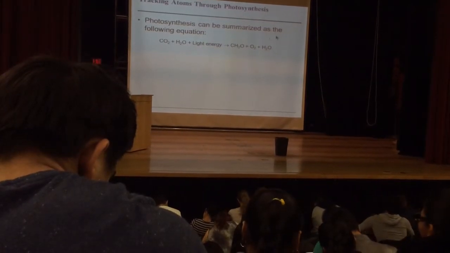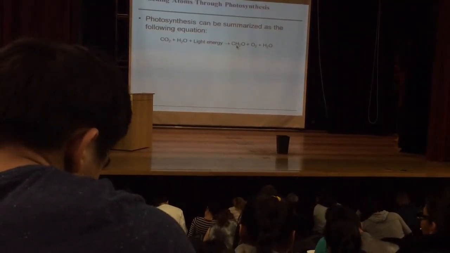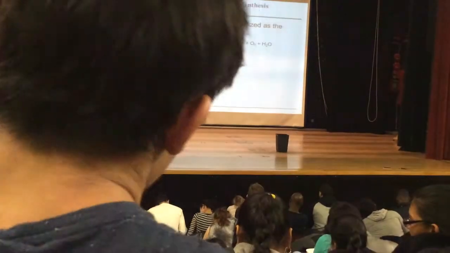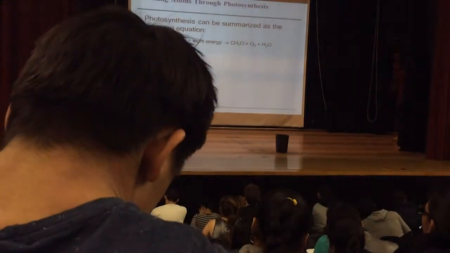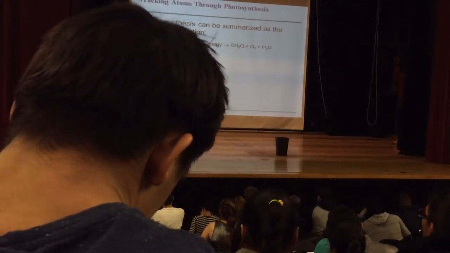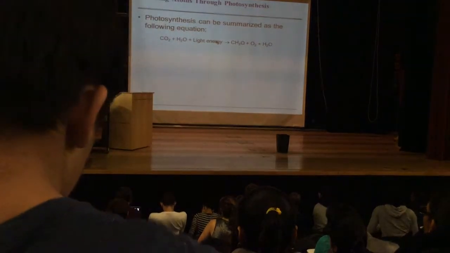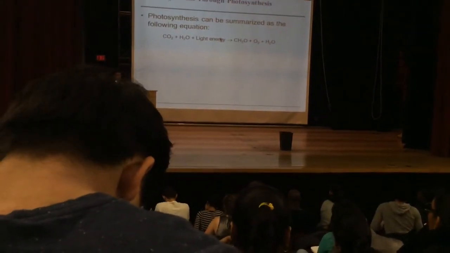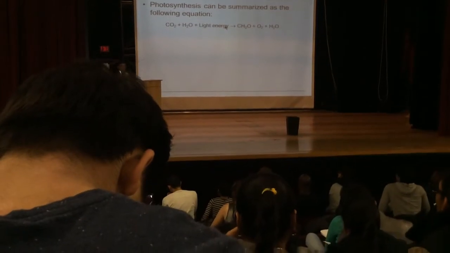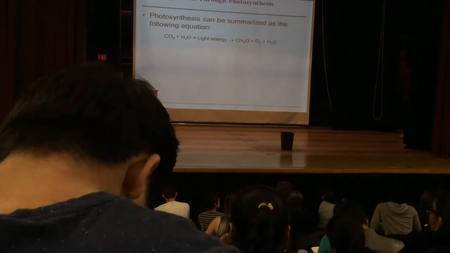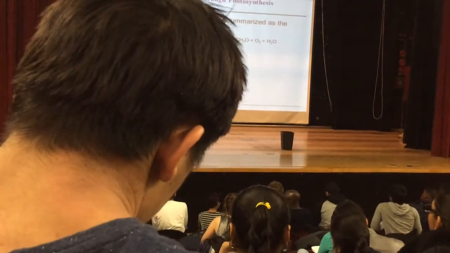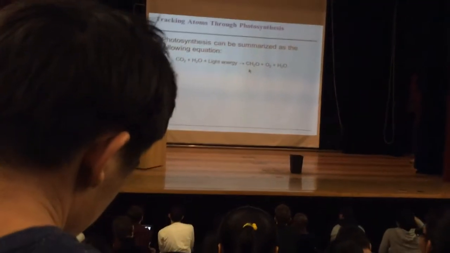So you probably have seen this in your textbook, which is a little different than what you would have learned in high school. So when you learned in high school, CO2 plus water plus light energy would have given you what? Glucose. And we don't do that anymore. We don't say glucose, and your textbook doesn't say glucose. Why not? Because the first product of photosynthesis in plants is not glucose. That's why we don't say glucose here.